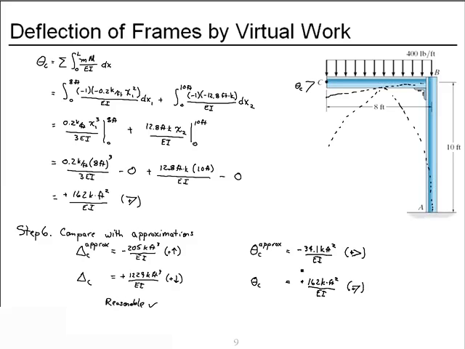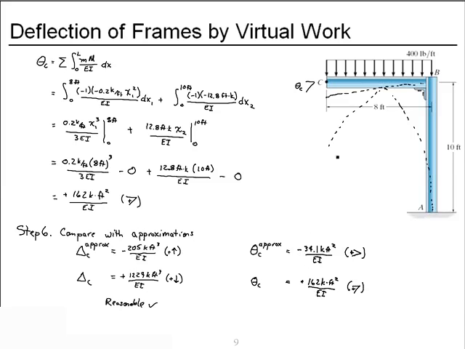So even though our signs are different, because our sign conventions are opposite, both mean that it's going in the same direction, that it does slope downward. Good, that's consistent with our drawn displaced shape or elastic curve. This approximation is supposed to be an underestimate, and it is smaller than the magnitude we predict with virtual work. Good. Our virtual work prediction is about 5 times larger than our approximation.